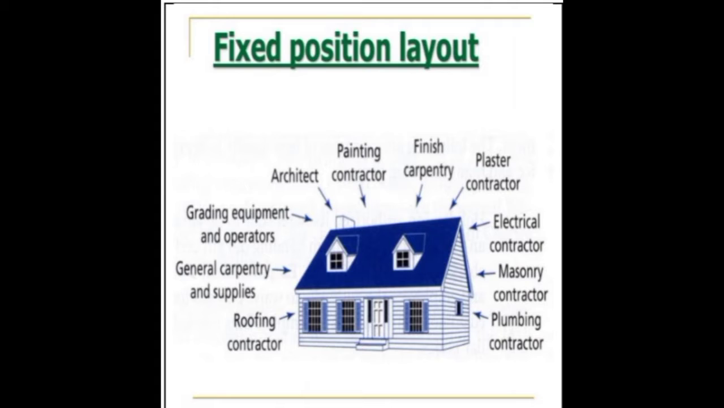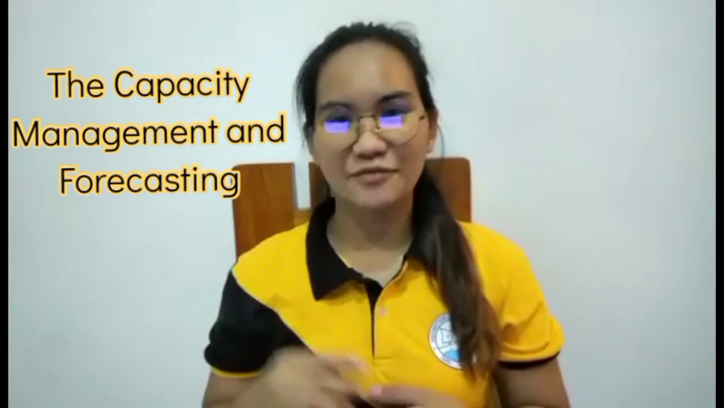Fixed position layout consolidates the resources necessary to manufacture a good or deliver a service, such as people, materials, and equipment, in one physical location. An example of a fixed position layout is building a house, wherein there is only one physical location and the people, materials, and equipment or the service are in one physical location.